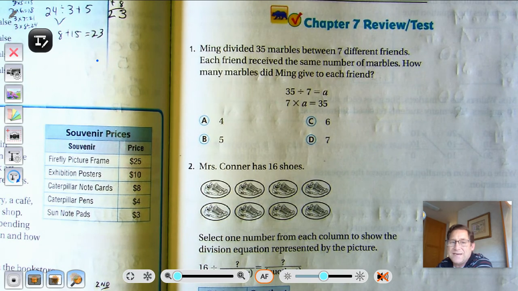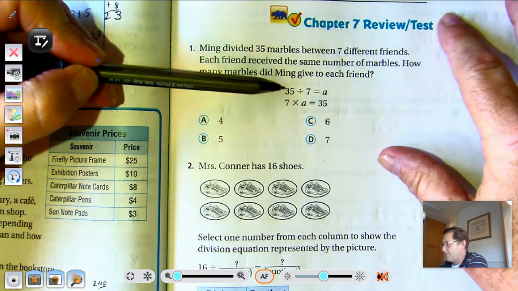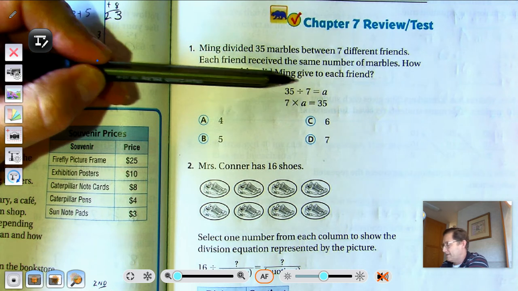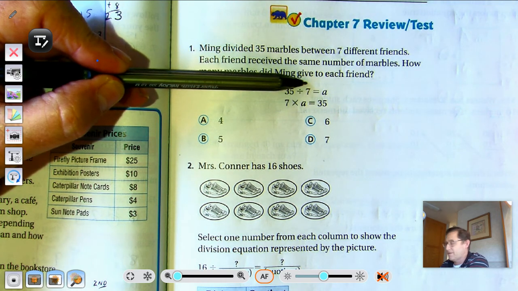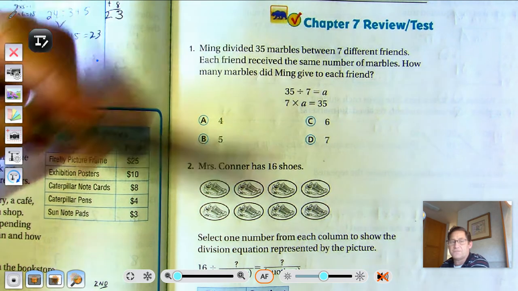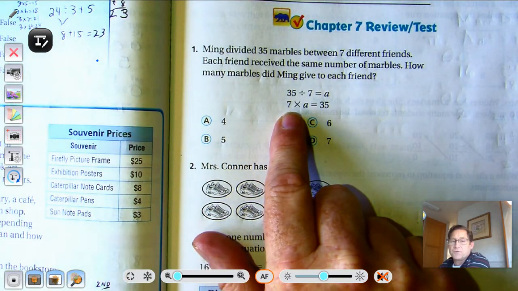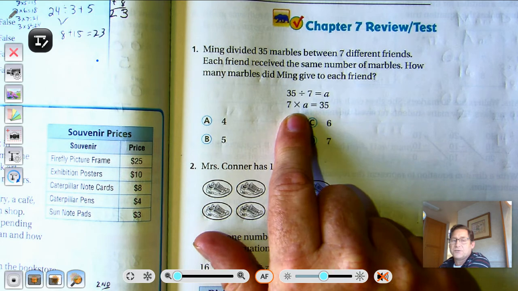Number 1, Ming divided 35 marbles between 7 different friends. Each friend received the same number of marbles. How many marbles did Ming give to each friend? And so it's showing us a division problem. 35 represents the total number of marbles. 7 is the 7 different friends. And it's going to equal the quotient, which would be how many marbles each friend gets. And they're showing us that a related multiplication fact to solve this problem would be 7 times what is 35.